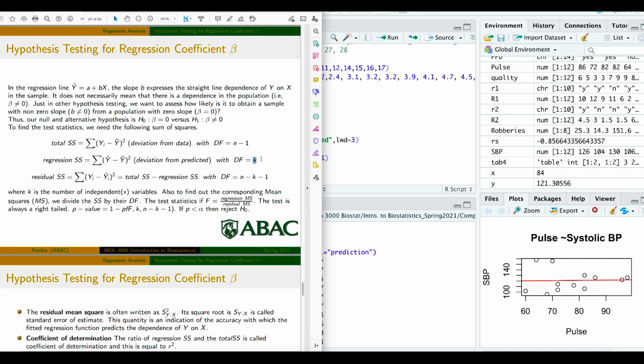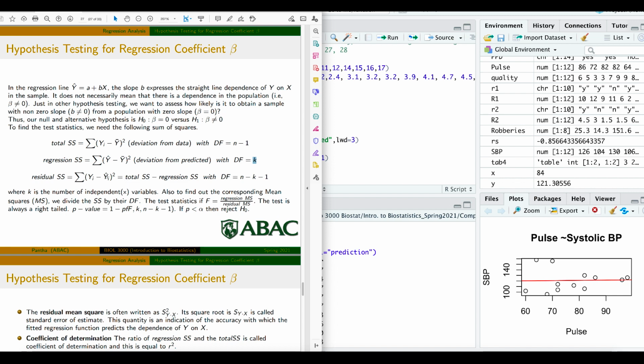If there is multiple linear regression, we will have multiple independent variables, 2, 3 independent variables. At that time, the value of k will be different from 1. Okay, and the residual SS is the sum of the error square. That's the residual SS, meaning you find out the difference of the data from the line. This is the predicted value from the line, right? Data minus the line, square.